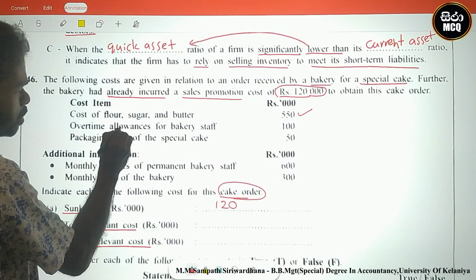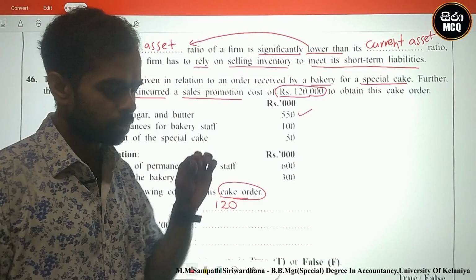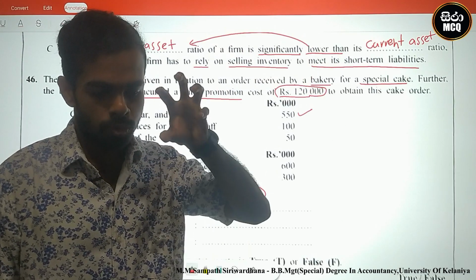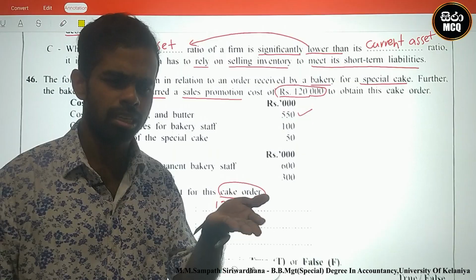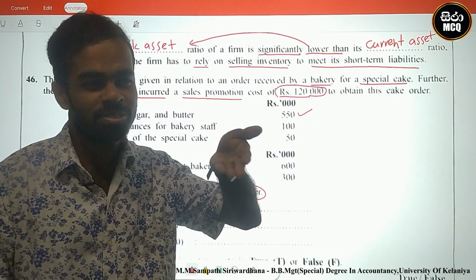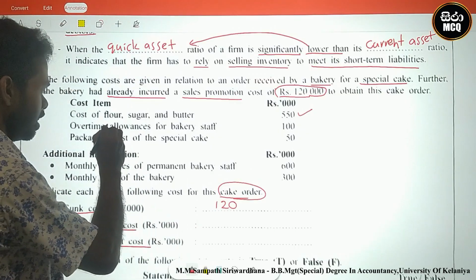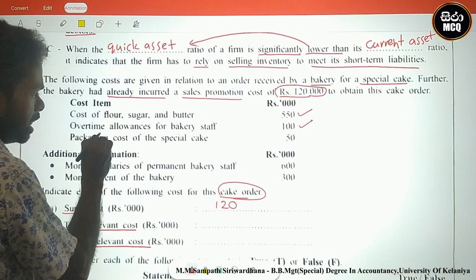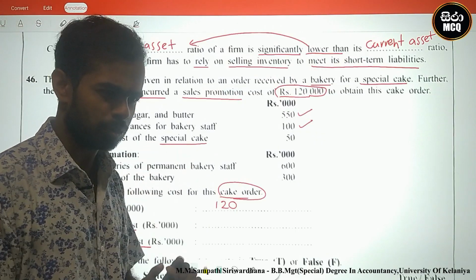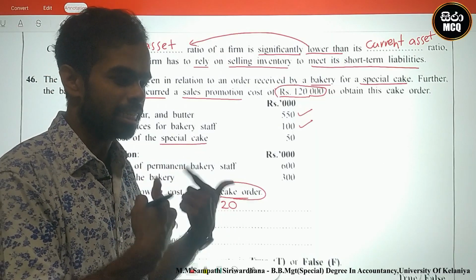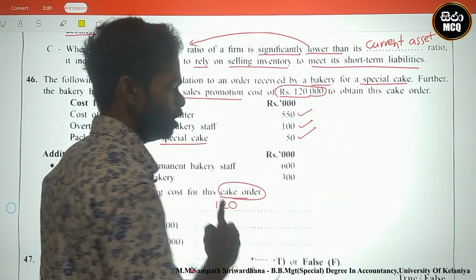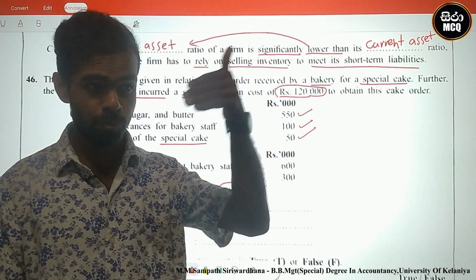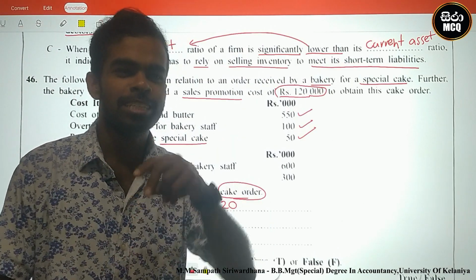Okay. Overtime allowances of bakery staff. Overtime means that based on the new cake, there is overtime they must work. The reason is the new cake. Therefore, we must pay another bakery allowance for the extra time. This is a relevant cost. Packaging cost of the special cake: based on the special cake, we must incur another packaging cost. This is a new cost, not a normal packaging. This is the special one. Special cake, special packaging.